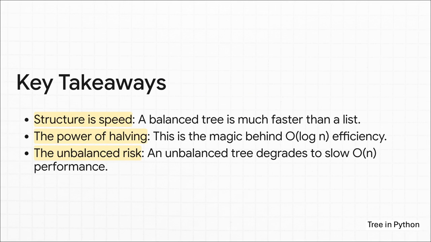All right, so let's boil it all down. What are the big takeaways here? First, how you structure your data dictates its speed. A balanced tree isn't just a little faster than a list, it's exponentially faster. Second, that incredible O log n speed comes from one simple concept, the power of chopping your problem in half, over and over. And finally, even the most powerful tools have a weakness. For a tree, its worst case is turning back into a slow O(n) list when it gets unbalanced.